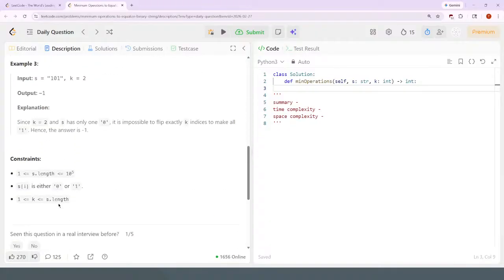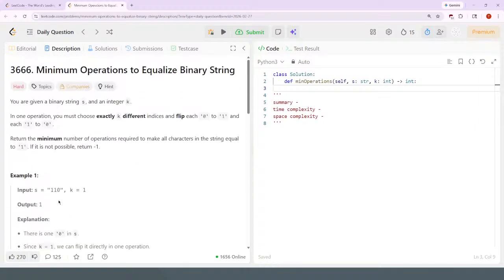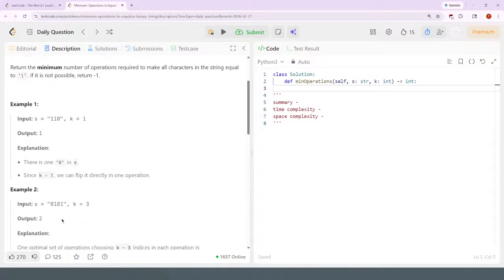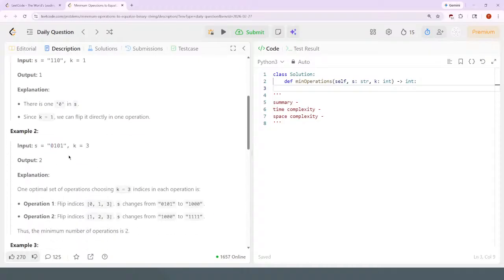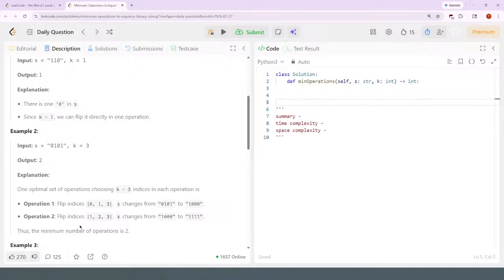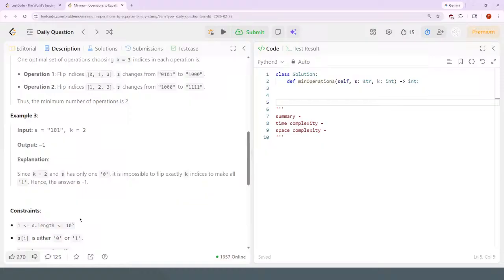This seems like a math problem. The order literally doesn't matter, the order of indices, right? Because you just choose k indices. So it all depends on the number of zeros, the number of ones, k, and if it's possible. Like you just order all the zeros at the start, all the ones at the end. Okay, so this is just a math problem. You're not going to actually try to simulate the flipping.